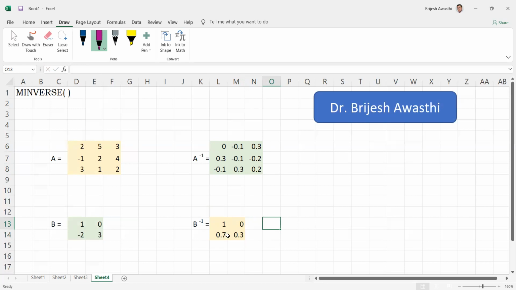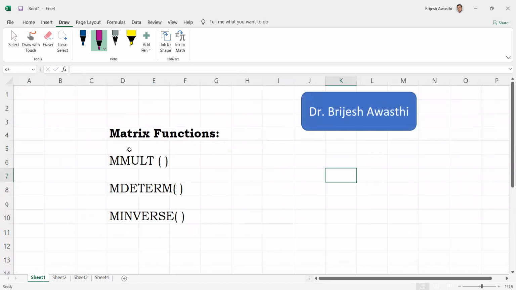So it is all about the matrix functions. In matrix functions, we discussed multiplication, determinant, and inverse. So MMULT, MDETERM, and MINVERSE are the functions in Excel to find the multiplication of two matrices, or calculate the determinant of a matrix and the inverse of a matrix.